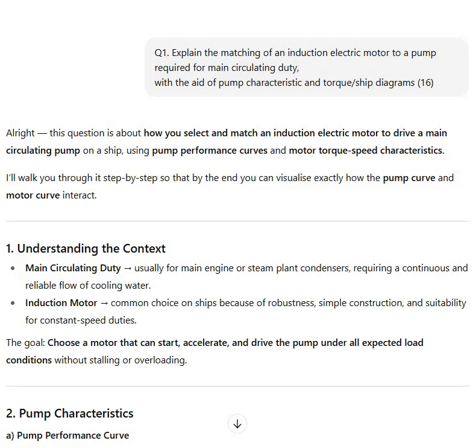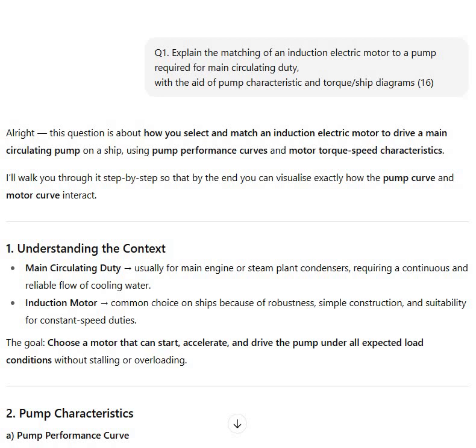So we are discussing the matching of the induction motor to the pump here, right? So coming to the context, even your main engine jacket water pump is usually running all the time, or also your vacuum condenser pumps, they are also running all the time, so they require continuous and reliable flow for cooling water.